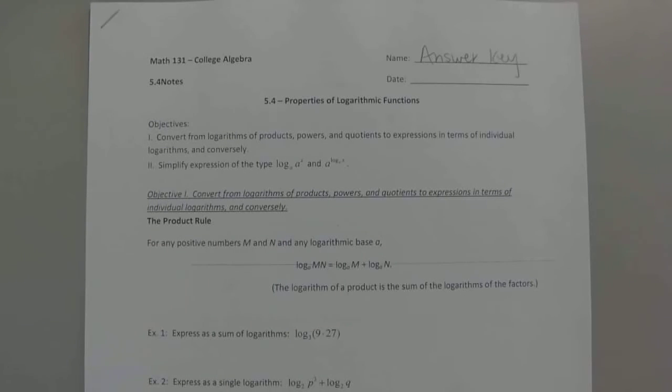5.4 is now that we know what logs are, and we can rewrite logs as exponentials and exponentials as logs. Logs are going to be more complicated than what we just saw in 5.3. So we're going to have to know all these properties. And it's crazy because you think these properties are just really random. Where do they come from?